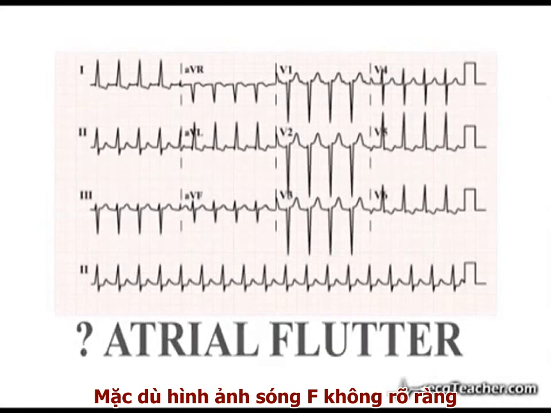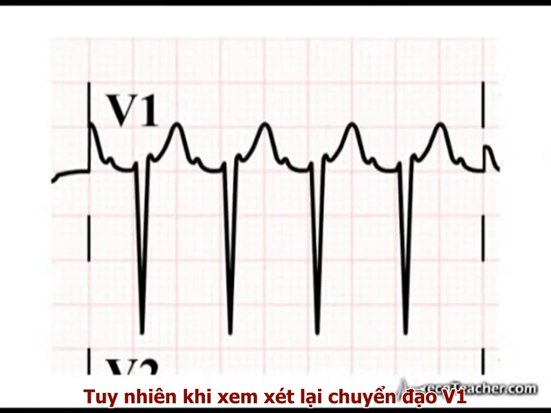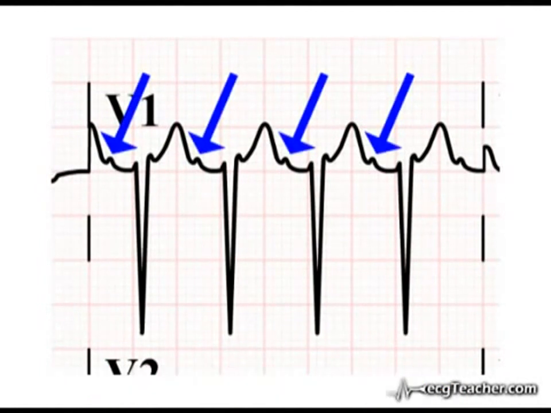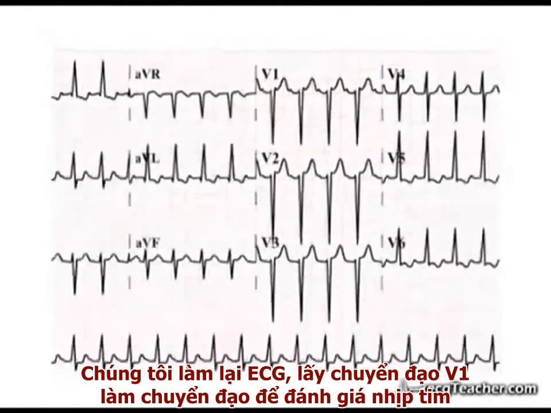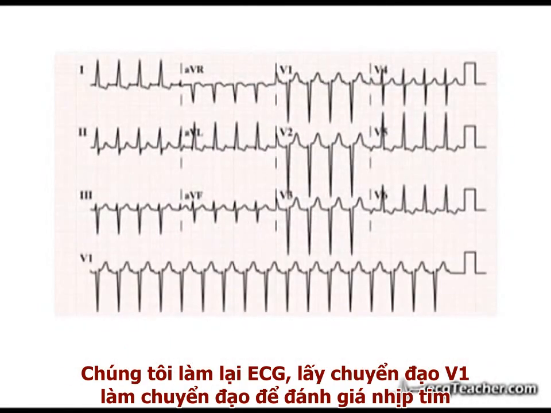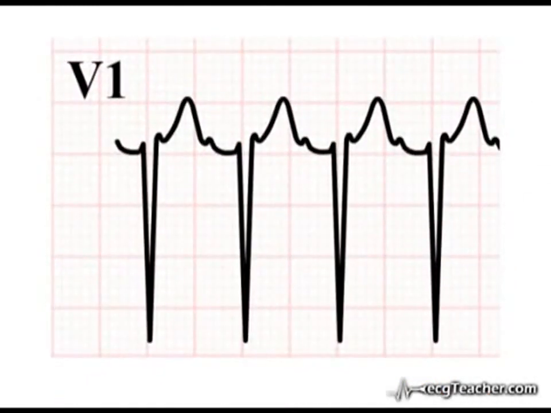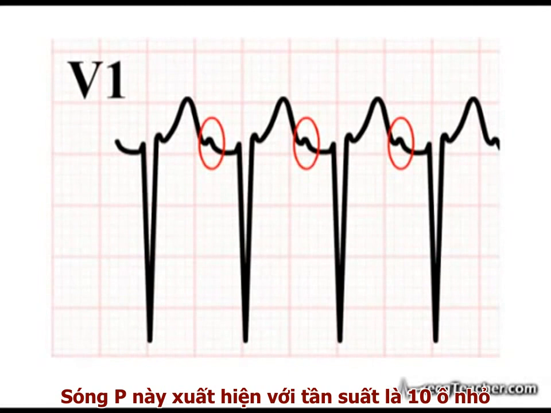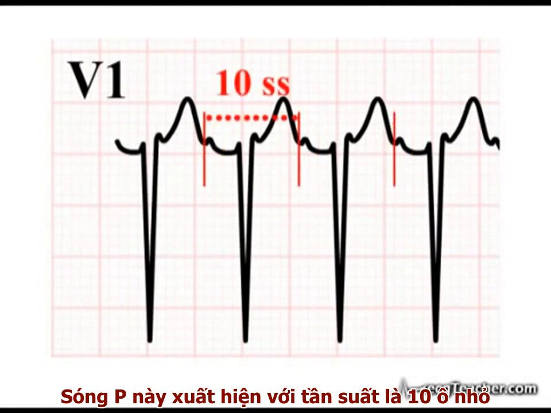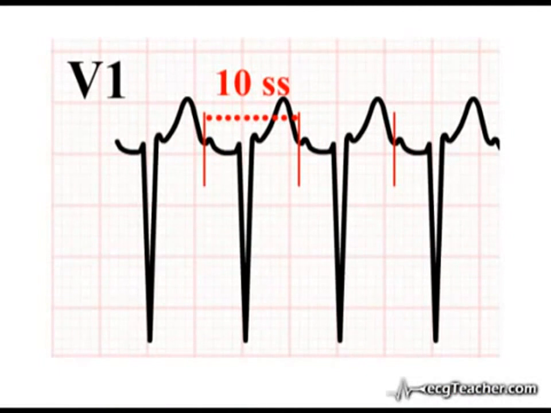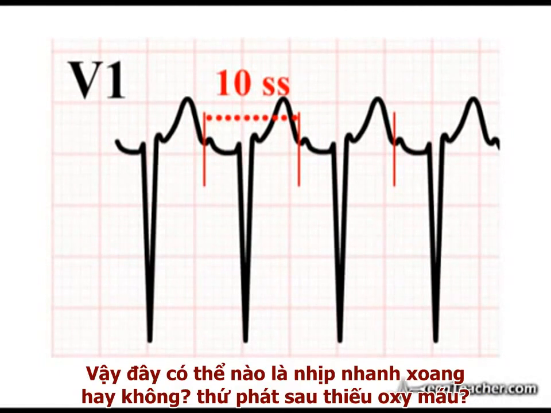Although no obvious flutter waves are present, examining lead V1, we note a deflection consistent with P-wave activity preceding the QRS complexes. A repeat ECG with V1 as the rhythm strip shows the deflection to be a consistent feature. These putative P-waves are present at intervals of 10 small squares, that is, at a rate of 150 per minute. So could this be a sinus tachycardia arising in response to hypoxia?